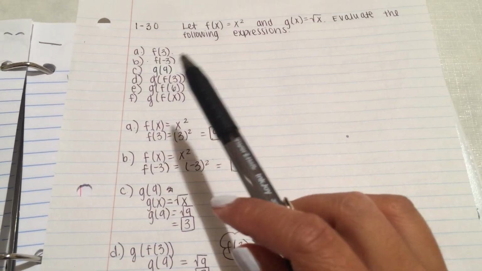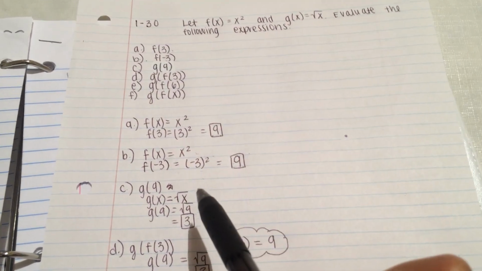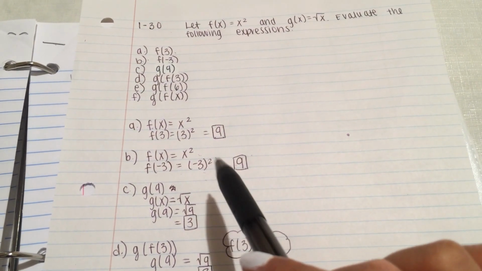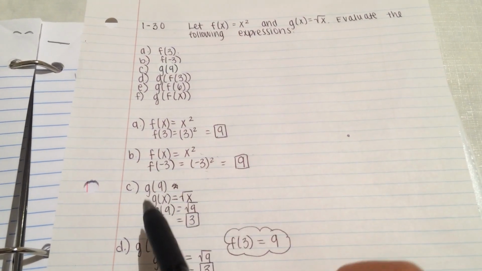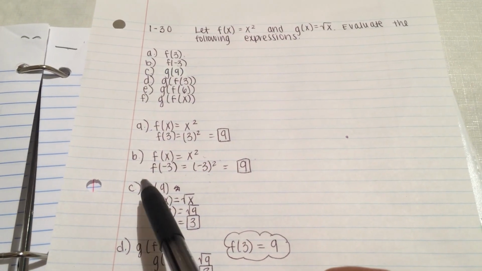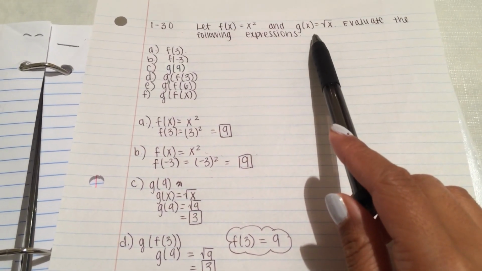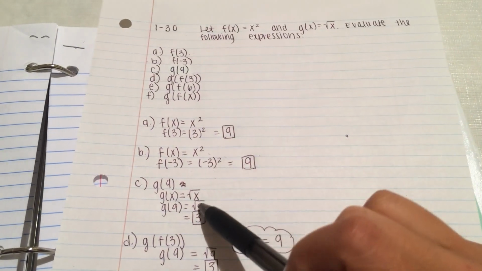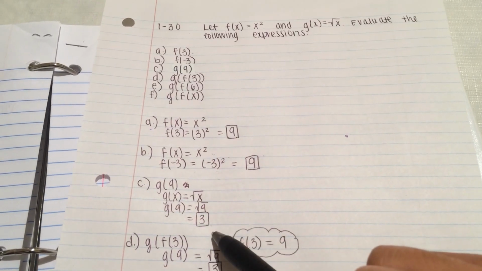Problem B is asking f of negative 3, and you do the same thing. You plug in negative 3 for x, so it becomes negative 3 squared, which equals 9, since two negatives multiplied together equal a positive. You get 9 again. Letter C is asking to find g of 9. So you take the problem g of x, and you plug in 9 for x, and it becomes the square root of 9, and that equals 3.